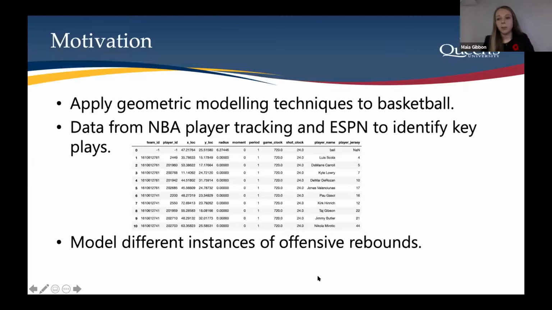So the motivation for this was we wanted to apply what we had been doing with soccer, with geometric modeling, to basketball. Our data came from NBA player tracking, which was only publicly available until 2016. So we're using data from 2016, and also ESPN to identify certain plays because they have their play-by-plays available. So we have the X and Y locations of players on the court, game clock, etc. We chose to model rebounds because they relate a lot to the position of players on the court, which is largely what we've been looking at so far.